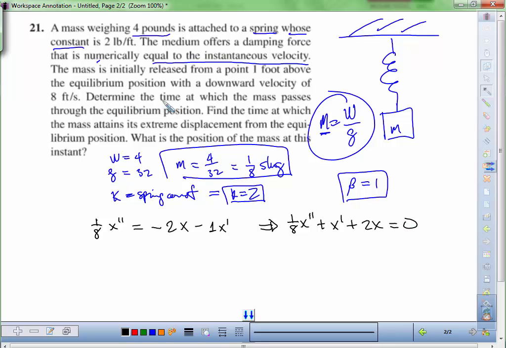Before we begin solving for it, let's take a look at more pieces of information here. The mass is initially released from a point 1 foot above the equilibrium. That's the other thing, we're doing the system in feet and pounds, so if they throw something at us in inches, then we have to make sure we convert. In this case, it's all in feet. So this first piece of information gives you your initial position, x sub 0.